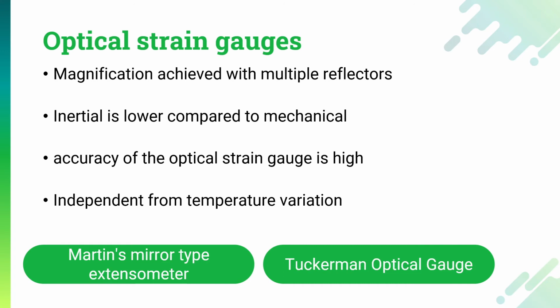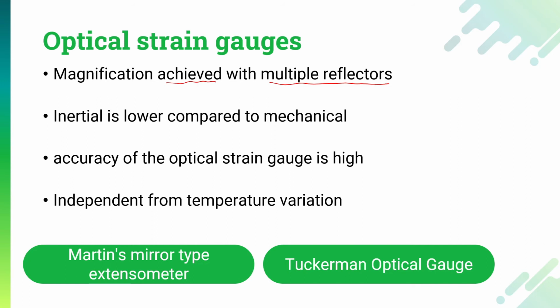Now, optical strain gauges are basically very similar to the mechanical strain gauges, except the magnification mechanism is different. In this case, the magnification is achieved with the help of multiple reflectors. Now, what are the reflectors? Reflectors can be like a mirror. Mirror is one of the reflectors. A prism is one of the reflectors. So, such kinds of reflectors are used to magnify the change in the length.